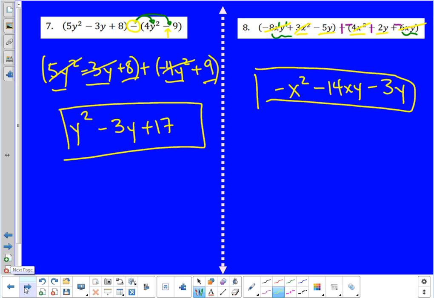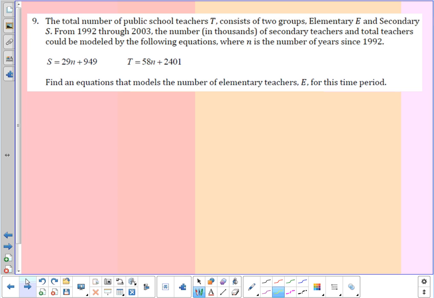All right, one last question here to take a look at, the word problem in number 9. In number 9, it says the total number of public school teachers T consists of 2 groups, elementary E and secondary S. From 1992 to 2003, the number in thousands of secondary teachers and total teachers can be modeled by the following equations, where n is the number of years. You've got 2 equations there. You've got an equation for the secondary, and you've got an equation for the total. And it says, find an equation that models the number of elementary teachers, E, for this time period.